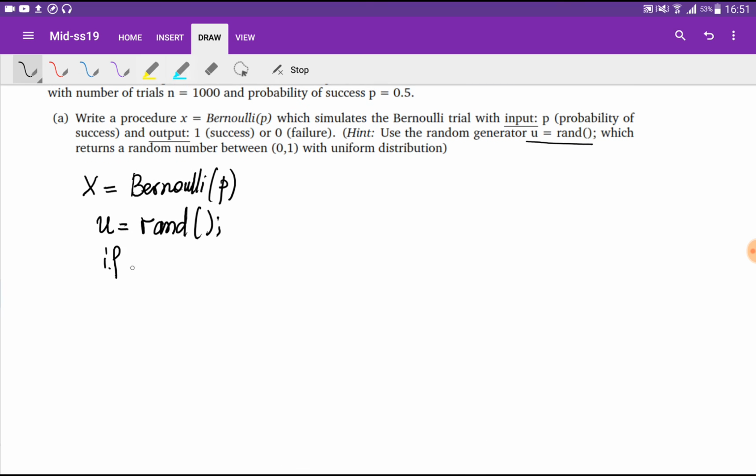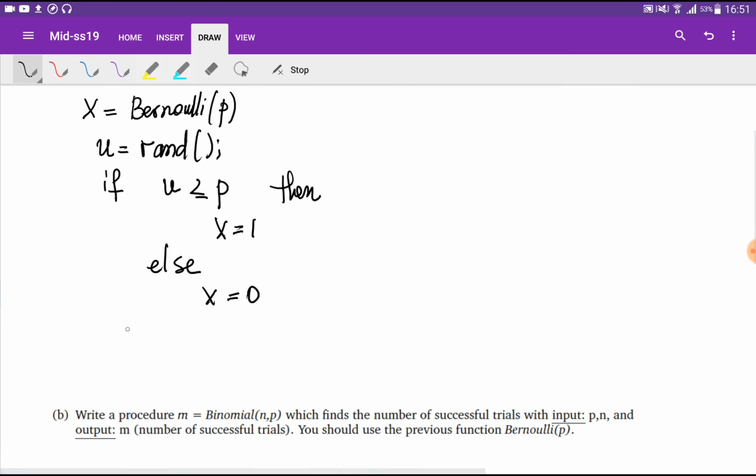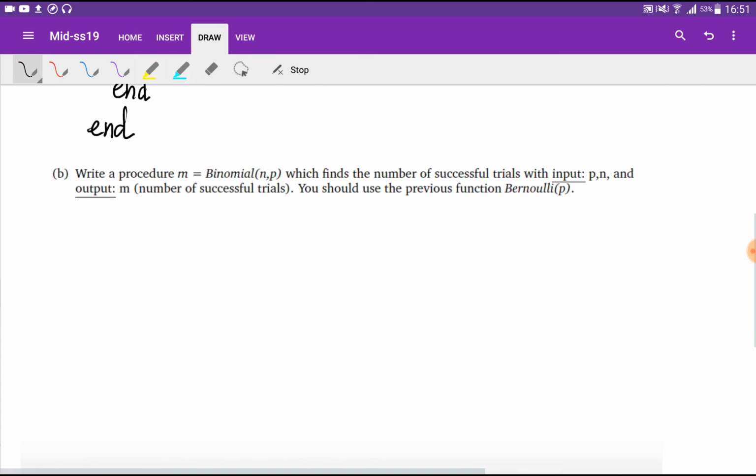If this random value is less than or equal to p, which is also between 0 and 1, then we get x equal to 1. And if this is more than p, we put x equal to 0. That's it. We finish the end if, and the function itself. The second procedure: we need to simulate this, as in tossing a coin. Every time we toss the coin, we get a success or a failure.